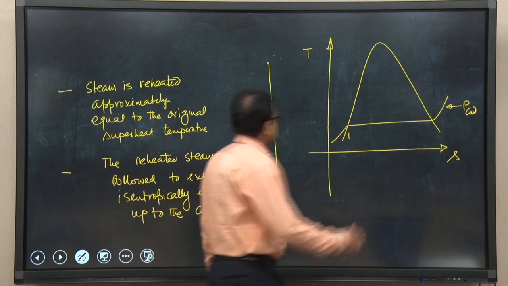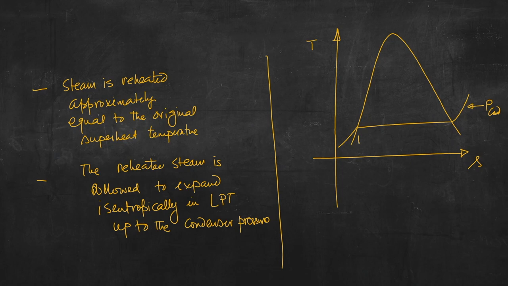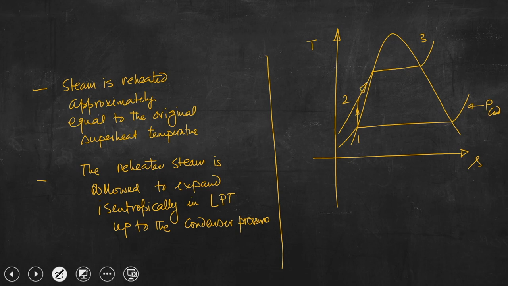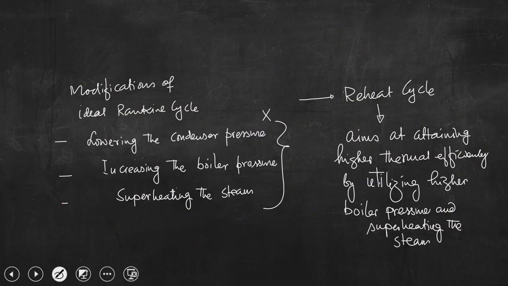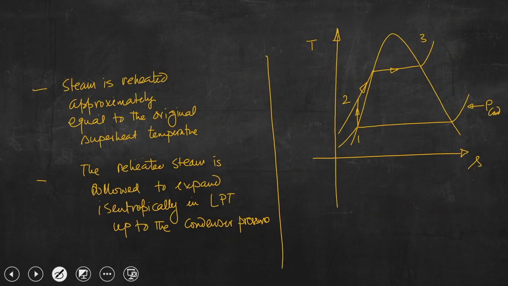So, say this is the boiler pressure. So, this is 0.2 and this is the boiler pressure. So, this is 0.3. Now, we are using these two. So, we are allowing the boiler to operate at a high pressure as well as superheating the steam beyond 0.3. That means we are superheating steam beyond 0.3.